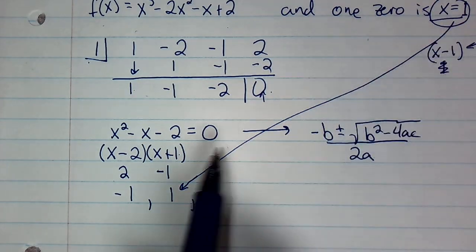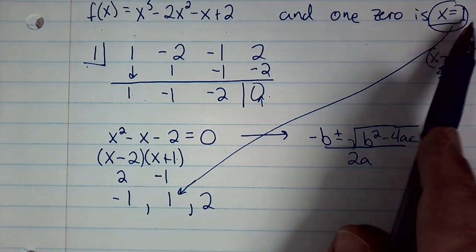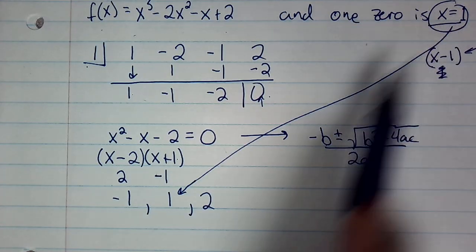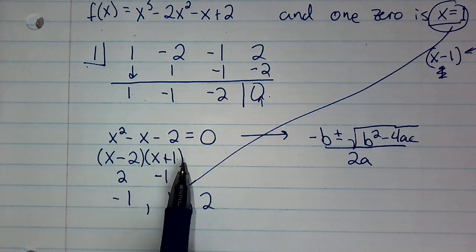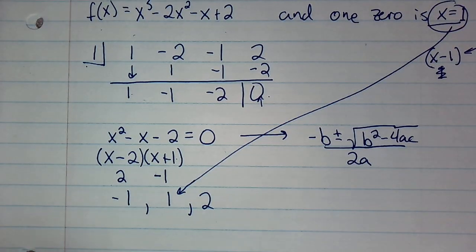Okay? So when I list all my zeros, don't forget this one up here. One of my zeros is 1, -1 from the +1, and +2. Okay? I showed you guys that.